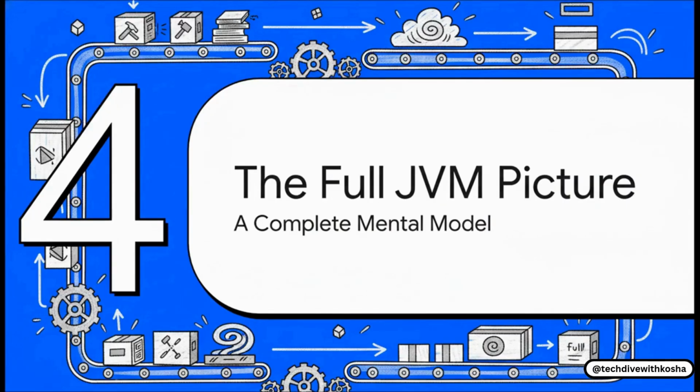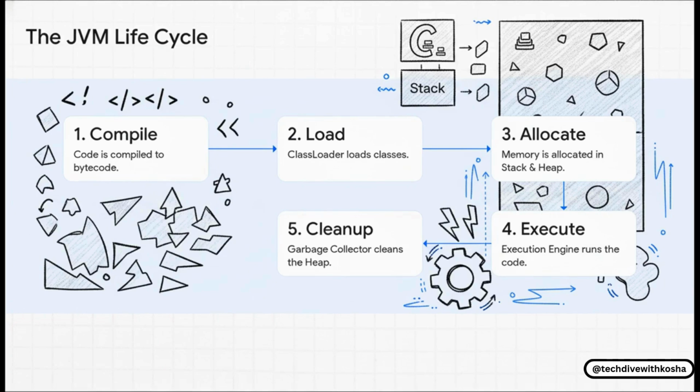So now that we've toured all the individual departments of our JVM factory, let's zoom out. It's time to put it all together and see the complete assembly line, from start to finish. And here it is, the entire journey, all on one slide. Let's follow it. Step 1, your Java code gets compiled into that universal bytecode. Step 2, the class loader brings those classes into memory.